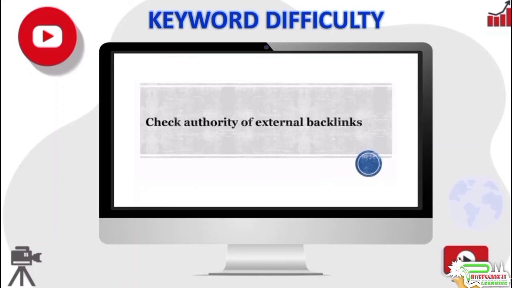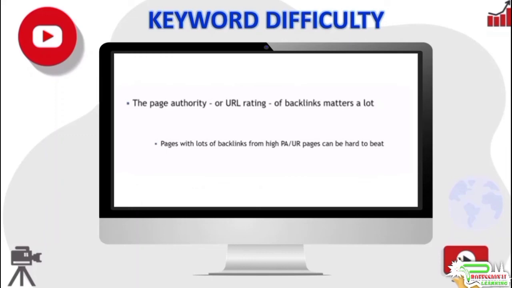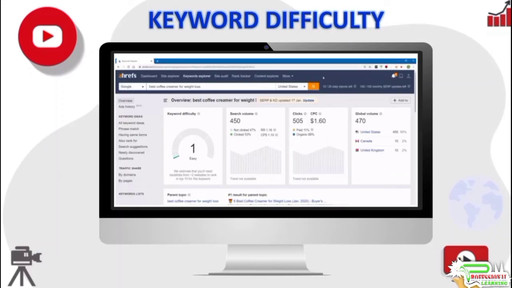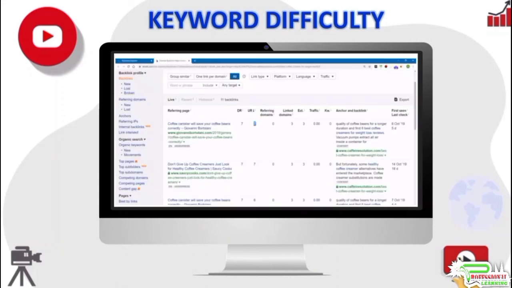The page authority or the URL rating of backlinks to a page plays a key role in search rankings. Pages with lots of backlinks from high PA or high UR pages can be very hard to beat. For instance, if we look at the backlinks to the number 1 ranked page for this keyword, best coffee creamer for weight loss, this page has 11 backlinks, but the highest UR for any page in this list is only 7.